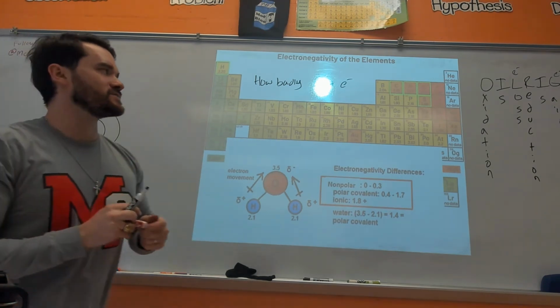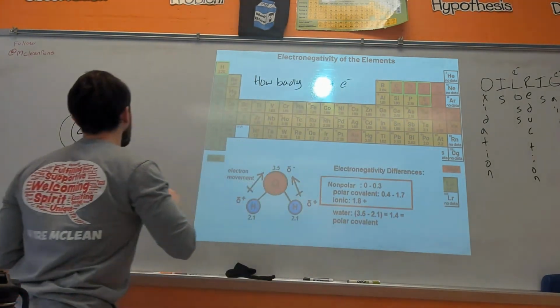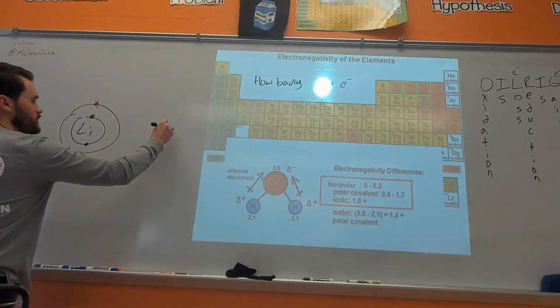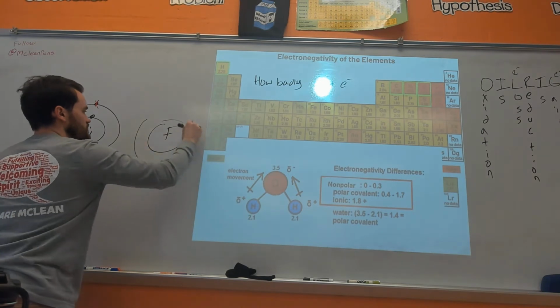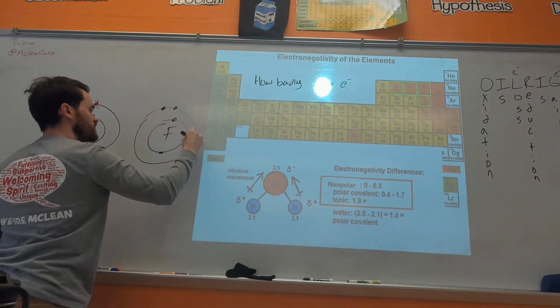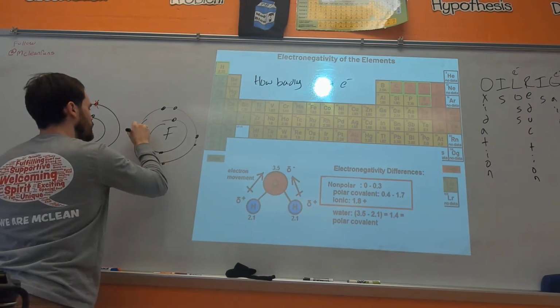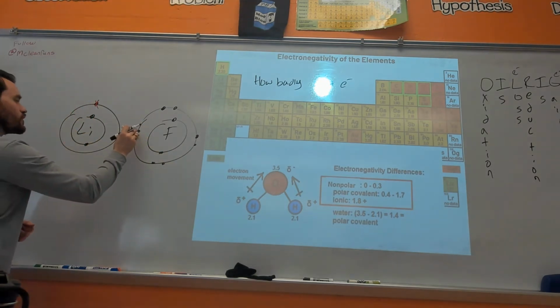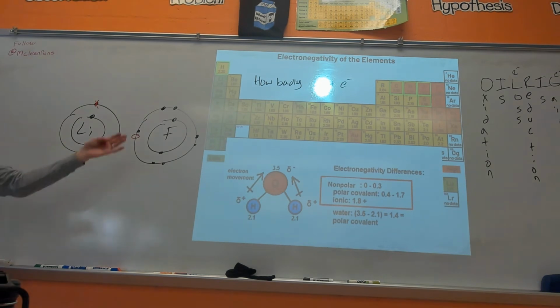Now let's compare that to, say, fluorine, the most electronegative atom on the periodic table. In fluorine's Bohr model, it's going to have 7 valence electrons. If fluorine can gain 1 more electron, then it would have a full outside shell of electrons. We call it the valence shell. So that's why the non-metals want to gain, because it's easier to gain 1 than lose 7 in this case.